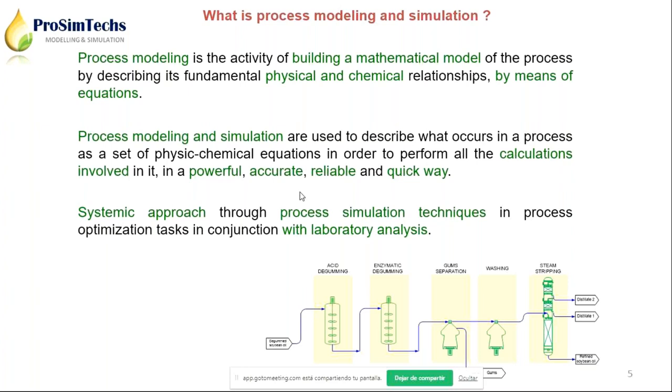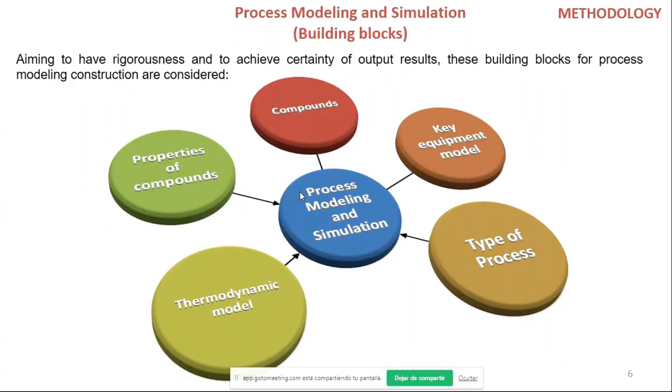So typically we have these five key building blocks to take into consideration when constructing a process model. And these are the compounds involved in our process, the compounds' properties. Normally, the most important are the temperature-dependent properties. Of course, the type of process that we have to construct the simulation model, how to model each equipment of our process, and this is also key, an appropriate thermodynamic model, mostly when we have a liquid vapor equilibrium, for instance, in our case, the deodorization process.